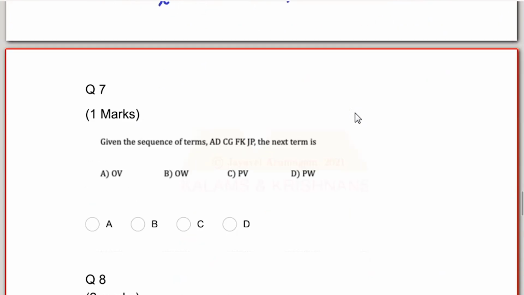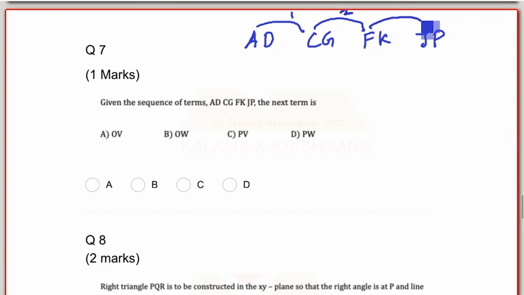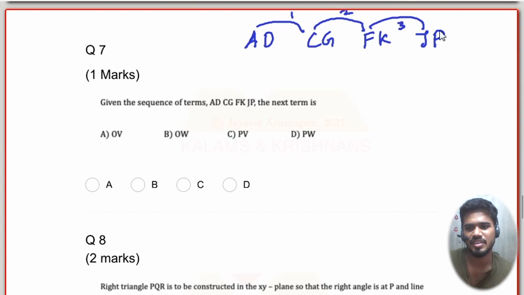Great. In a nice question, given the sequence of terms A, D, C, G, F, K, J, P, what is the next term? Is it directly from class or something like that? You know how to do this, right? Combination series A, C, G, F, K, J, P. So there is a jump of 1, A, B, C. Then there is a jump of 2, C, D, E, F. Then there is a jump of 3, F, G, H, I. So there should be a jump of 4 here. After J, 4 letters, the 5th letter should be there.